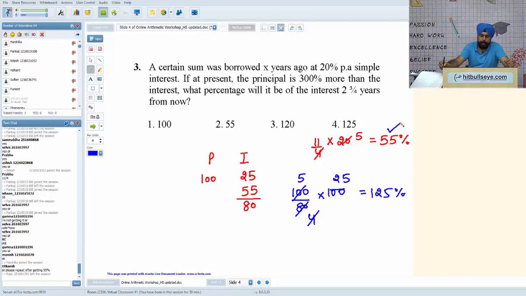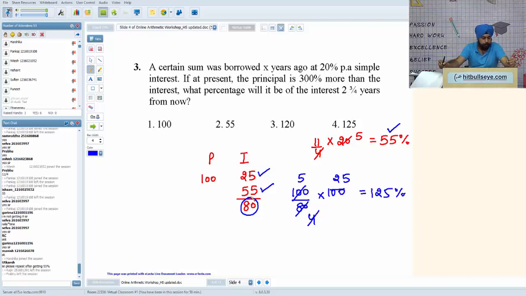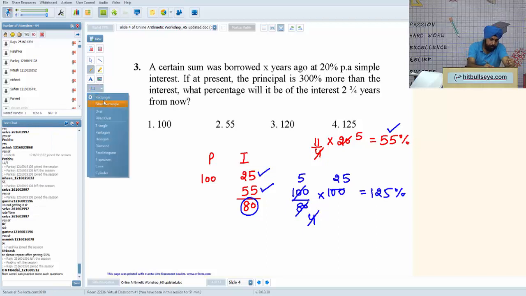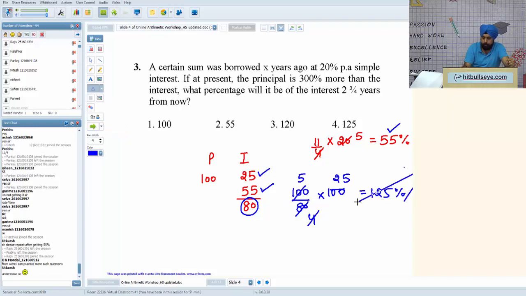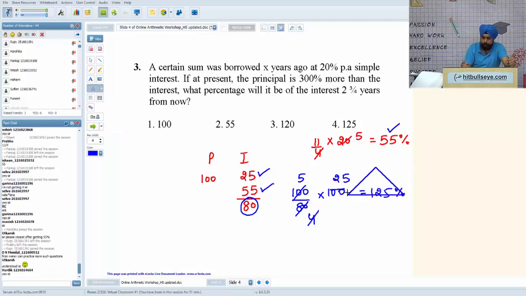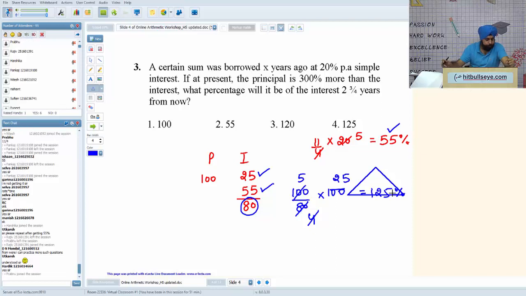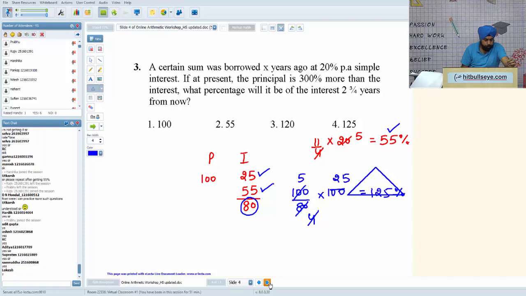Now 55% and we have taken the principal to be 100. So 55% of 100 is 55 only, and 25 you have already earned interest. So that means the total interest earned will become 80. Now question is 100 is what percent of 80? Right students? I guess with this you can solve the question. Actually it becomes very simple. So 125% is your answer. I hope you all have got it? Yes students? Okay, moving on to the next question.